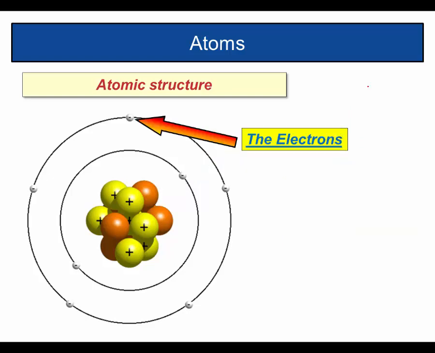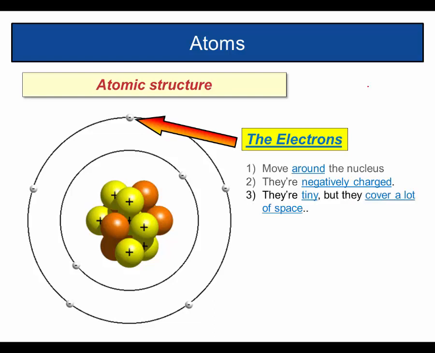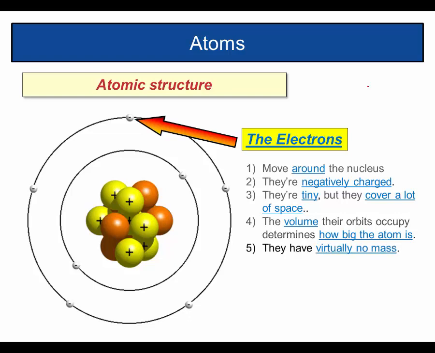Now electrons, by contrast, are very, very small. They move around the nucleus. So electrons are in orbits around the nucleus, and they are the opposite charge to protons. If protons are positive, electrons are negative. They're very tiny, as I said, but they actually cover a lot of space. We said before the nucleus is where the mass is, but the electrons cover a vast amount of space outside the nucleus, and it's the volume of their orbits that determines how big the atom is. And as I said before, they have virtually no mass. I'll give you a figure: about 1/2000th of the mass of a proton or of a neutron.